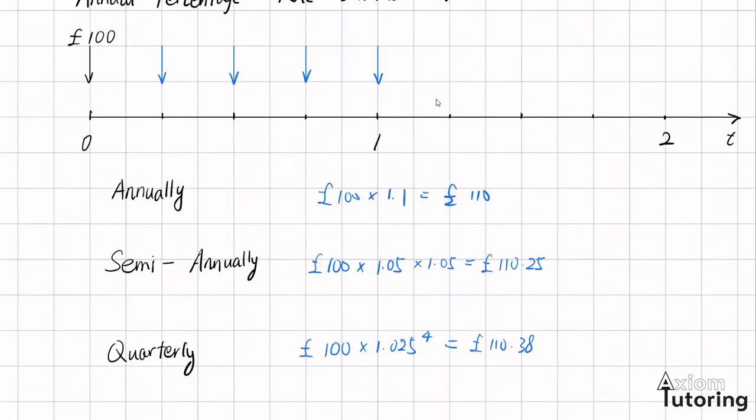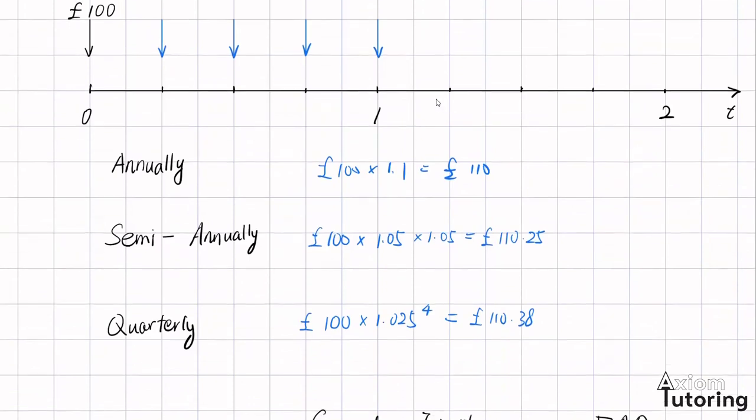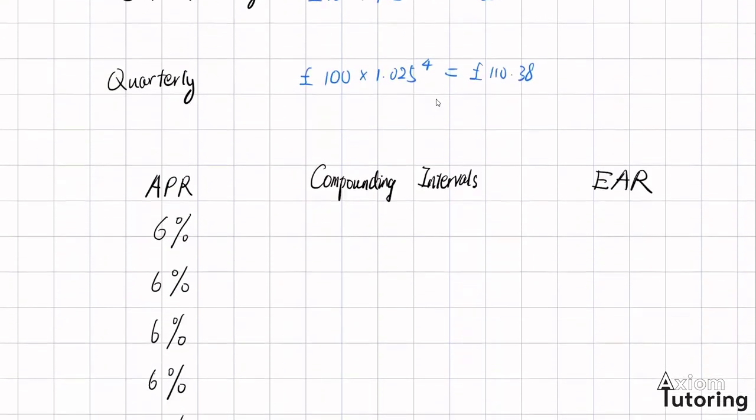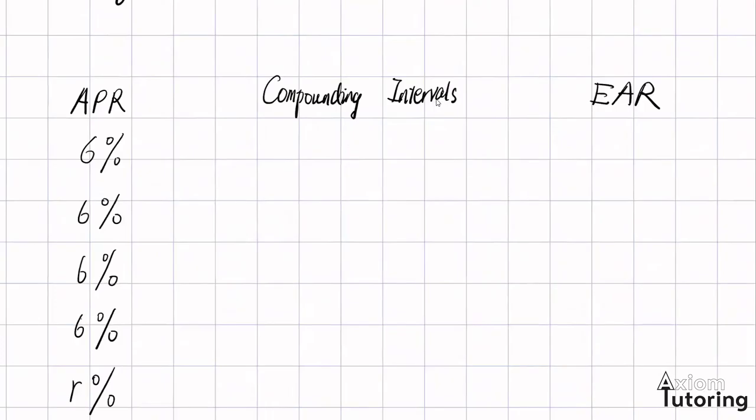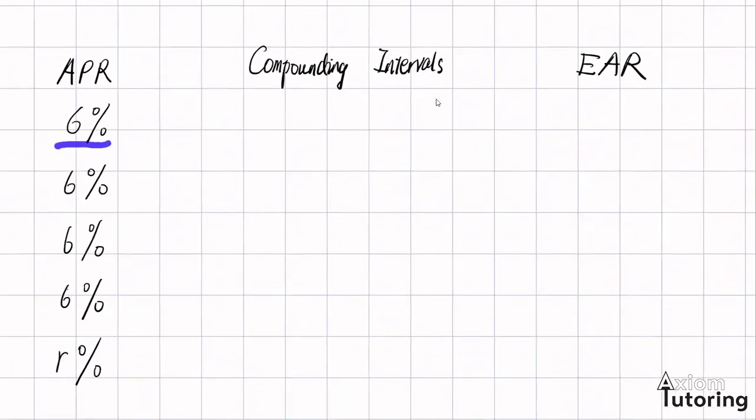We can generalize this by using another example. Let's say our APR in this case is 6%, because 6% is easier to work with. The compounding periods, or compounding intervals, will, let's say, start with 2, which means we'll be paid semi-annually, so twice a year. How do we calculate the effective annual rate?